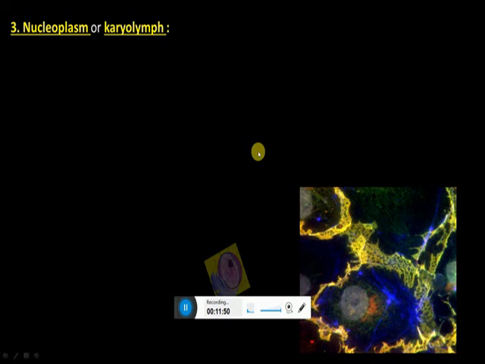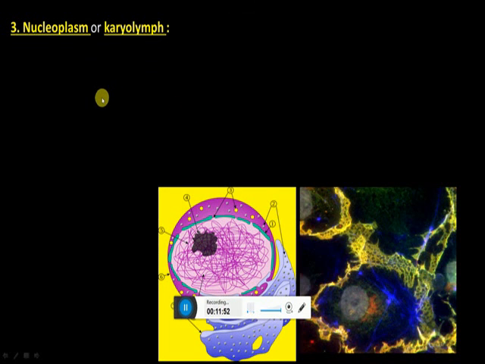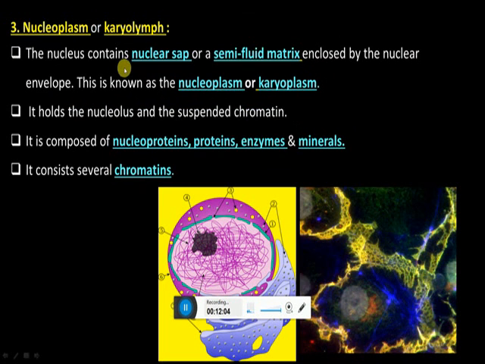Then we are moving on to the next part, the third part of the nucleus, that is nucleoplasm or karyolymph. Plasm means fluid present in the nucleus, that is nucleoplasm. Karyon means nucleus, lymph means fluid, same wording. The nucleus contains a nuclear sac or semi-fluid matrix enclosed by the nuclear envelope. This is known as the nucleoplasm or karyoplasm.